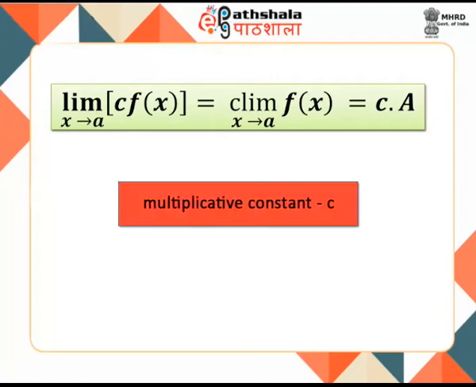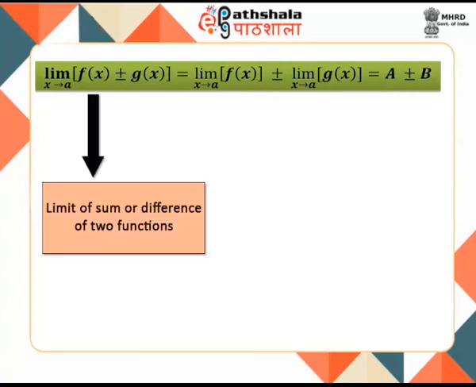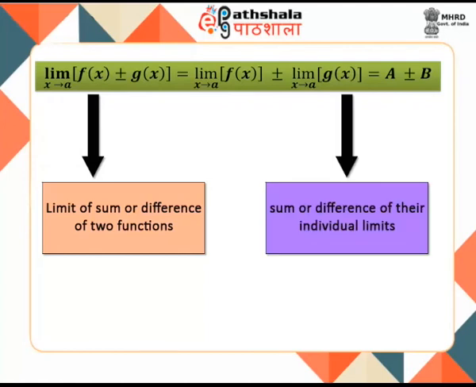We can factor a multiplicative constant out of a limit. Limit as x goes to a of f(x) plus or minus g(x) is equal to limit of f(x) plus or minus limit of g(x), which is A plus or minus B. The limit of a sum or difference of two functions is the sum or difference of their individual limits.